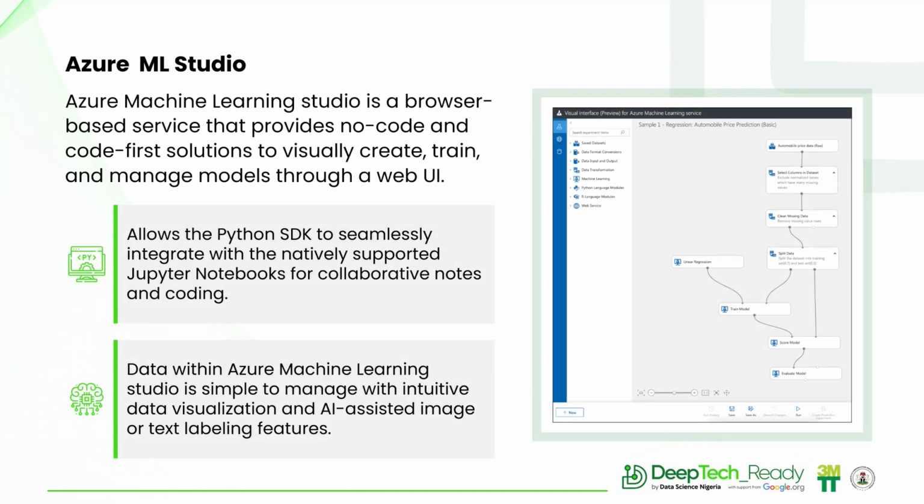And then we have the ML Studio. Azure ML is the whole service itself. The ML Studio is a browser-based service that provides no-code and code-first solutions. When we say low code, it means a drag and drop interface. You are able to pick up regression, drag and drop regression, pick up import dataset, drag and drop. Now, the import dataset you just dragged, you just click on it and add a dataset to it. Now your dataset has been loaded.